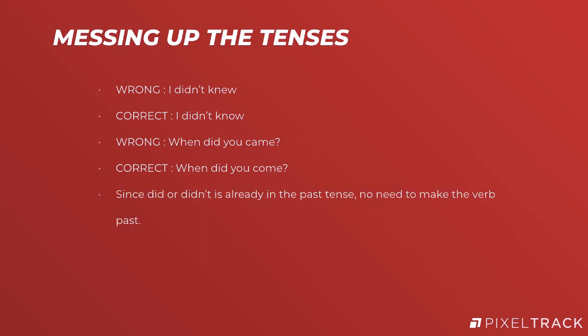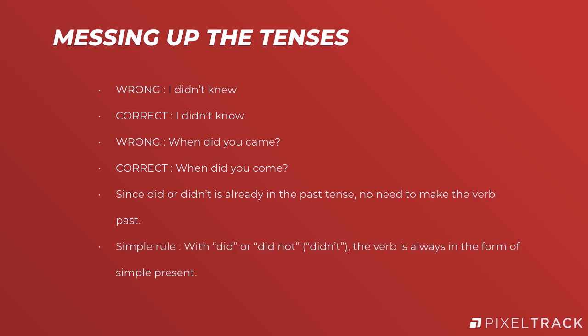Now, what is happening here is, since "did" or "didn't" is already in the past tense, you do not have to make the verb past tense. So with "didn't know," you don't have to make "know" into the past tense. You don't have to make "come" past tense. Because "did" and "didn't" are already in the past tense, that is not necessary. A very, very simple rule that will help you remember is, with "did" or "did not" or "didn't," the verb is always in the form of simple present. As simple as that. This is a rule that pretty much applies to every sentence. So do not mess up the tenses like this.